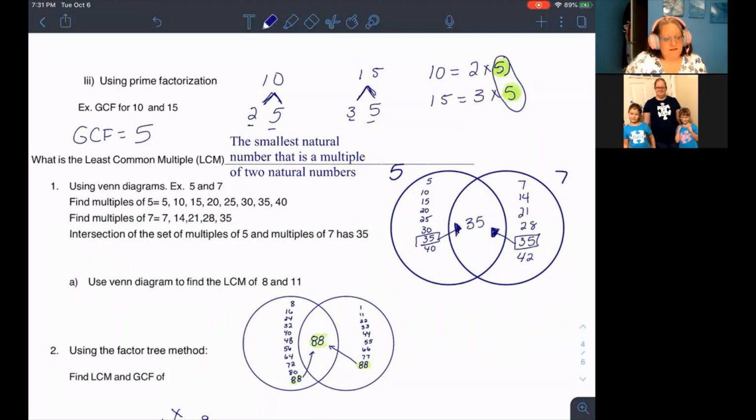To find the common multiple between the two, the least number is what number 1 is asking. So the least common multiple between 5 and 7 is actually 35, because that's the multiple that they each have in common, and it's the smallest. You could probably find one further out, but it wouldn't be the least. So it's the intersection of the set of multiples of 5 and multiples of 7.